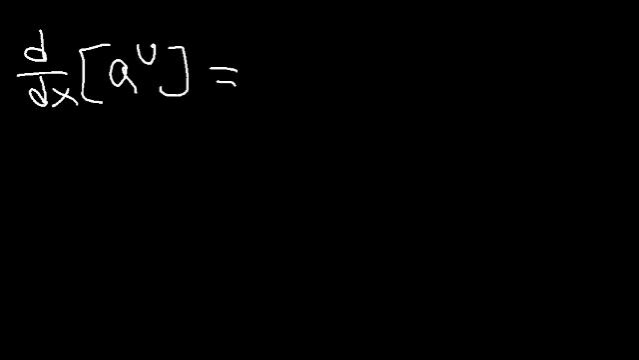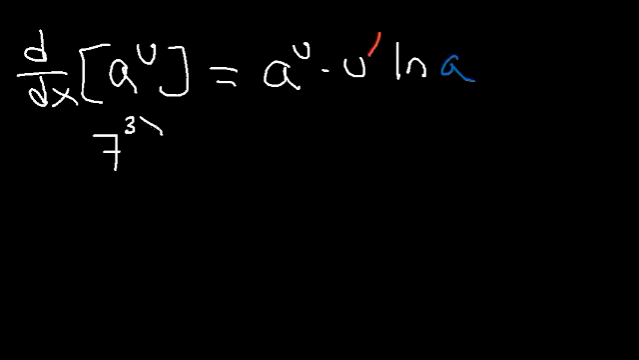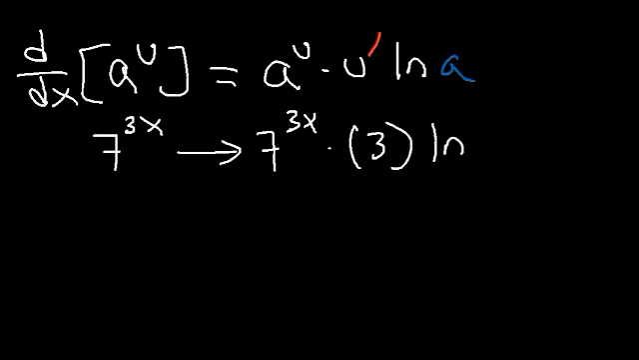Now what about if we have an exponential function that has a base other than e? Here's the equation that you need. The derivative of a constant raised to a variable is equal to the same thing, a to the u, times u prime, times ln a. So for example, the derivative of 7 to the 3x, so a is 7, u is 3x, is going to be the same thing, a to the u, or 7 to the 3x, times u prime, which is the derivative of 3x, and that's 3, times ln a, or ln 7.